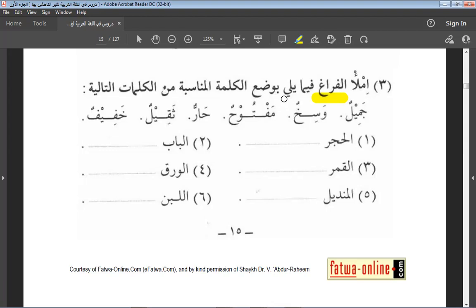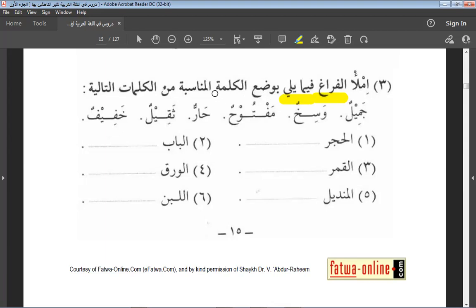Fima yali, in the following. Bi wada'i, by putting. Wada, the manner of putting, comes from the verb wada'a, to put. Wada'a, to put. We need to form sentences around this particular word. Let me save it for my end. Wada'a. Okay.